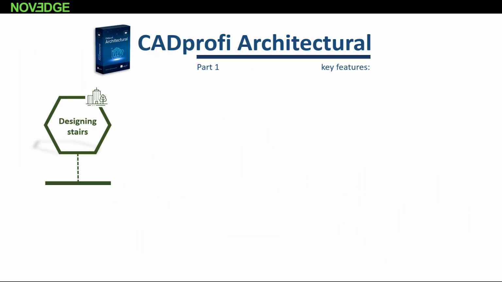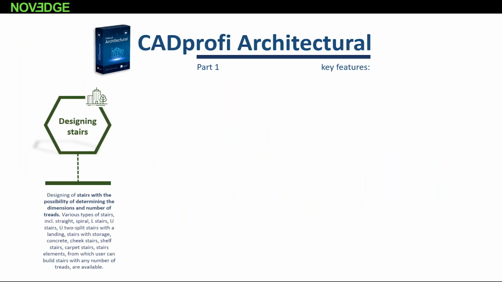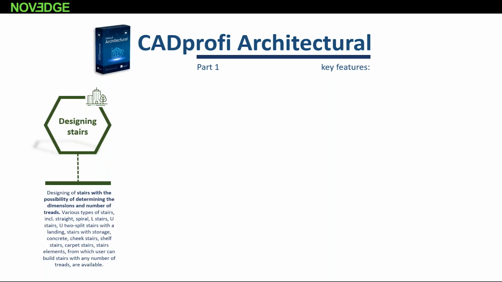When we are speaking about the key features, we can mention here designing stairs. So there is a special tool thanks to which we can design stairs with the possibility of determining the dimensions and number of treads. There are various types of stairs, with the type of the material that the stairs are made of, like concrete, shelf stairs, carpet stairs, which is very useful, especially in the US.